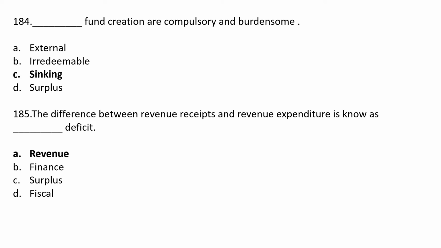The difference between revenue receipt and revenue expenditure is known as dash deficit. Option A revenue, option B balance, option C surplus, option D fiscal. The correct answer is option A revenue. The difference between revenue receipt and revenue expenditure is known as revenue deficit.